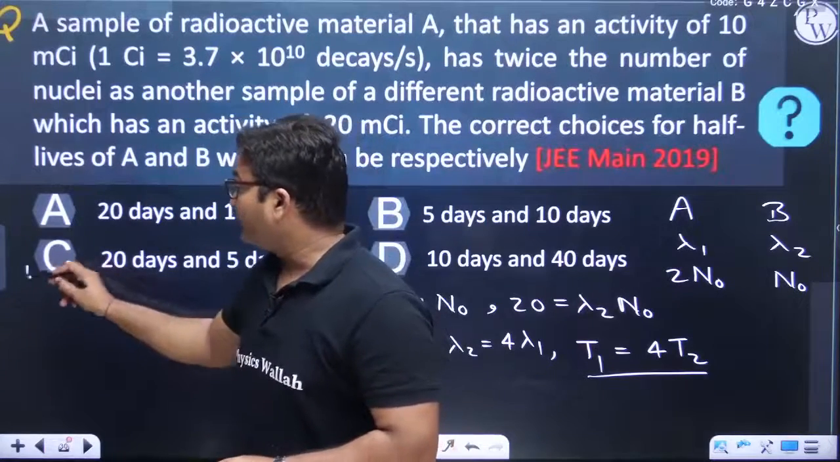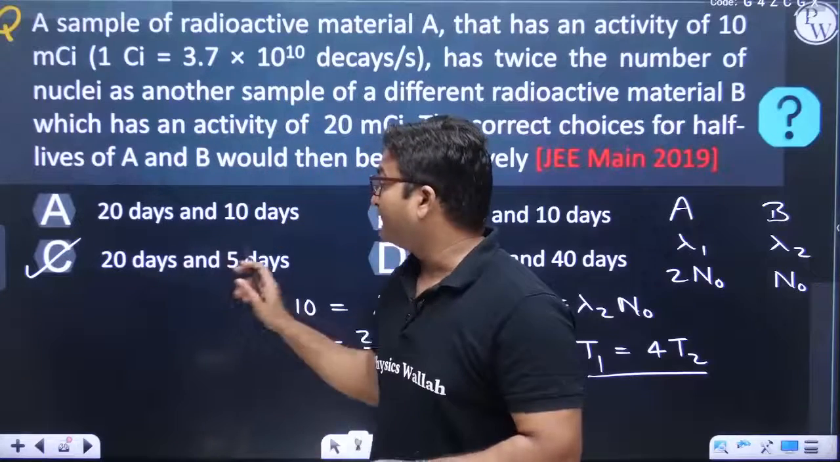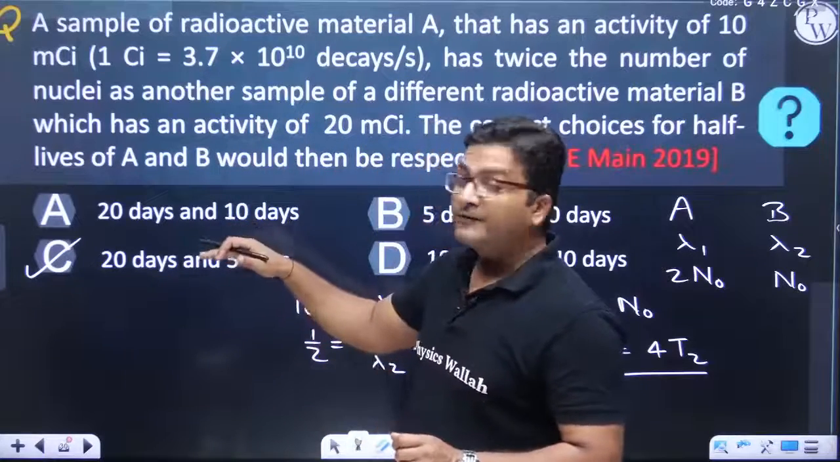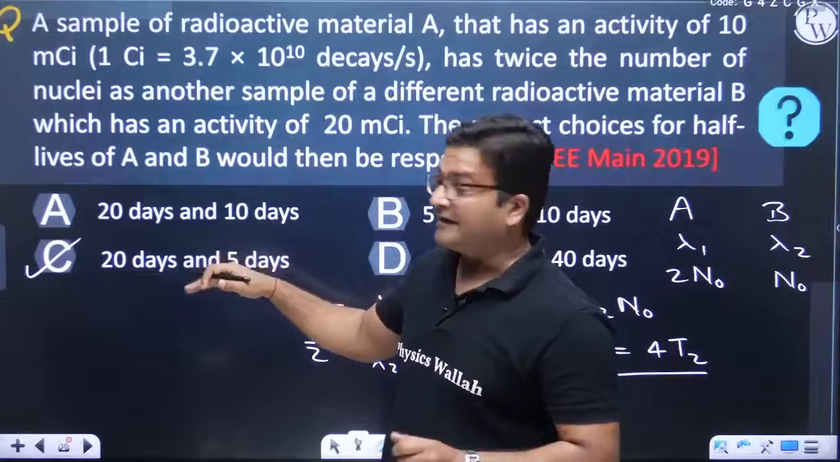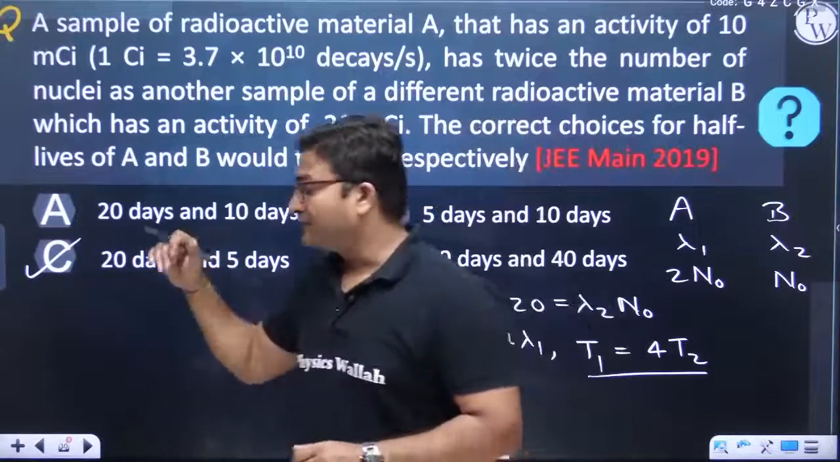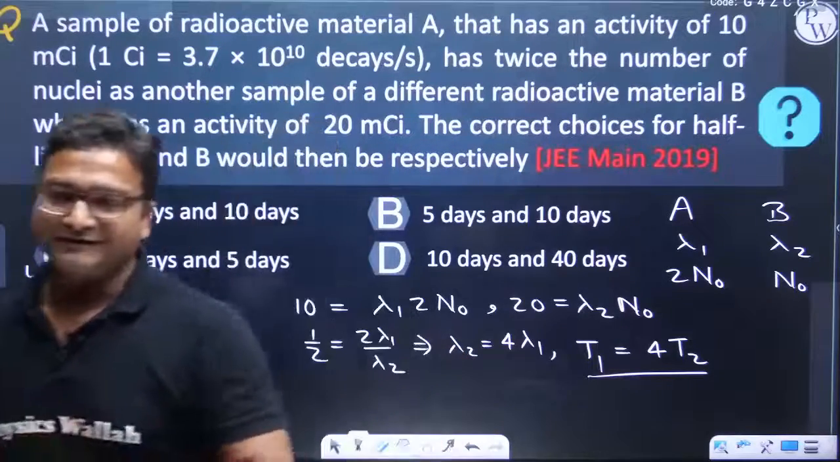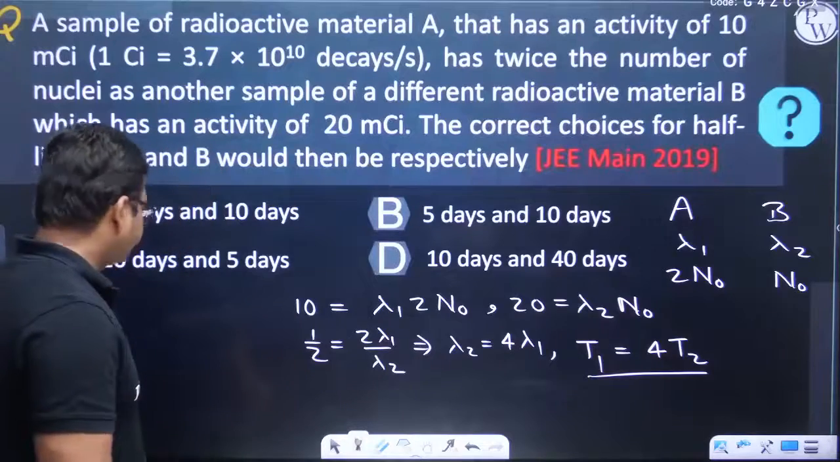So C is your perfect choice, because the ratio of the 2 half-lives is 4, and this ratio is not the same in any of the other options. So option C is your perfect choice. Let us see what we have next.